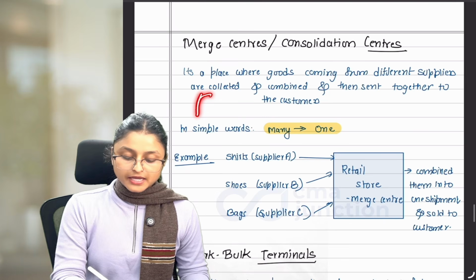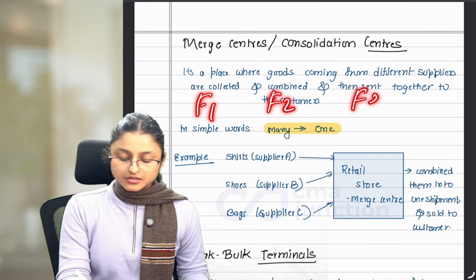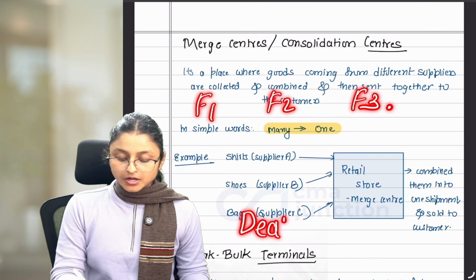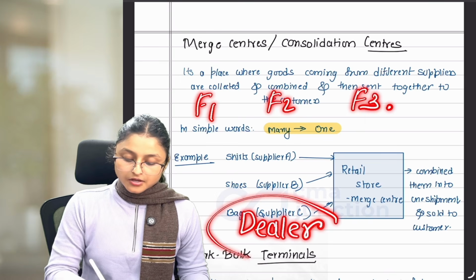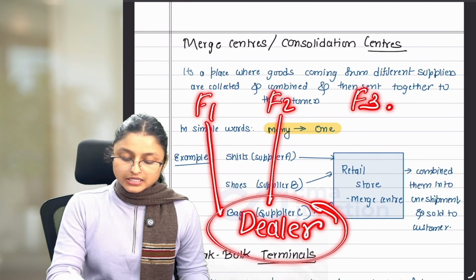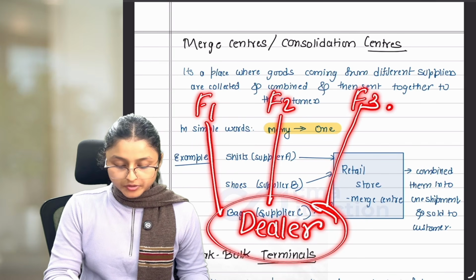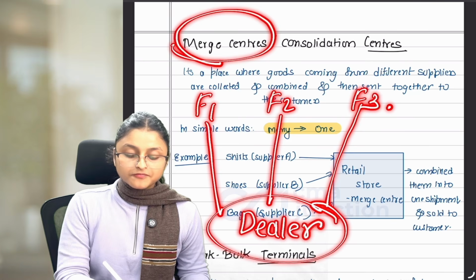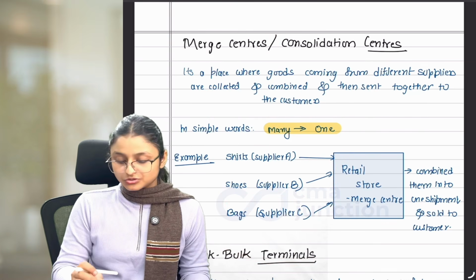So let's assume I have factory 1, factory 2 and factory 3. All of them have to deliver to a particular dealer. Now there is one option that every factory can send a different truck for their product. But the thing is, with the help of a merge center, we can reduce our cost.